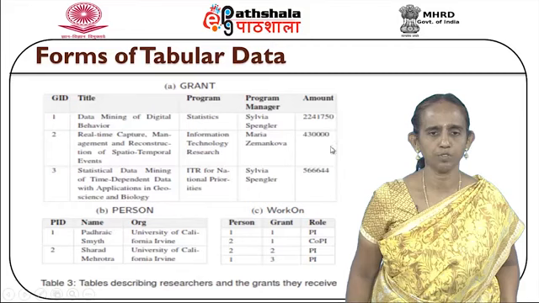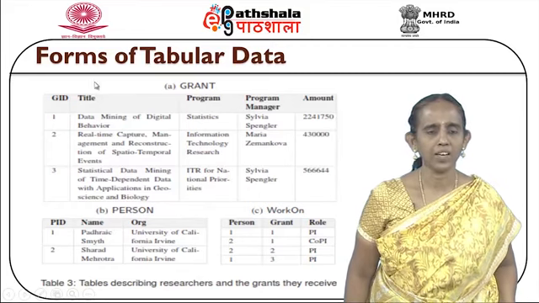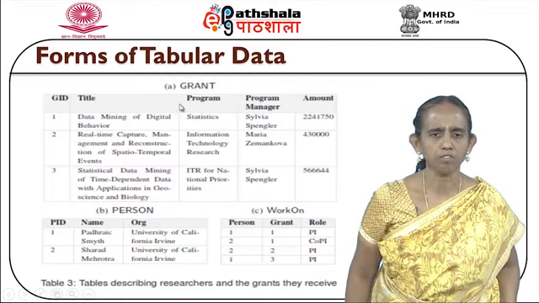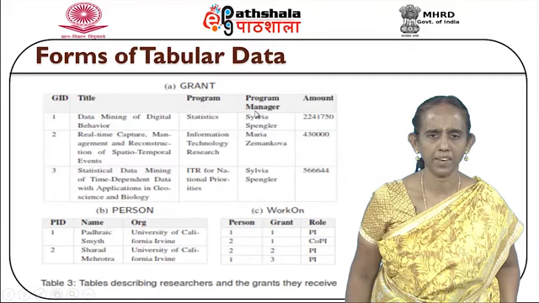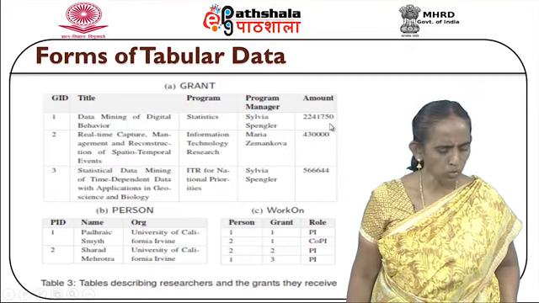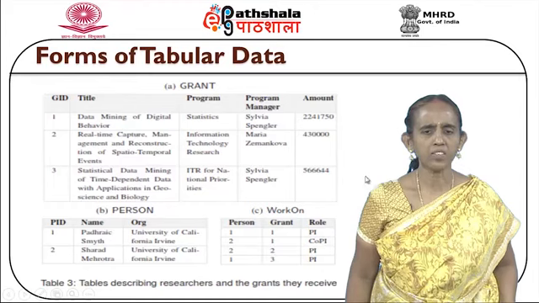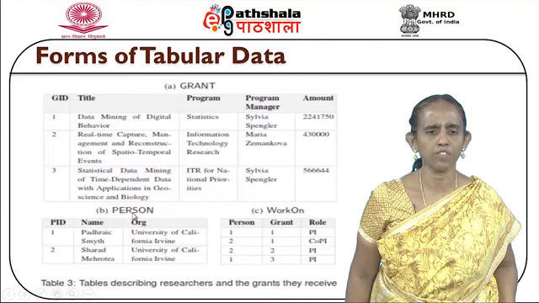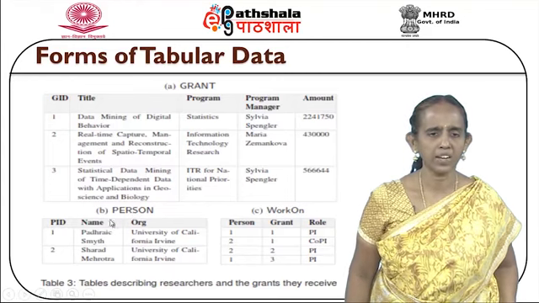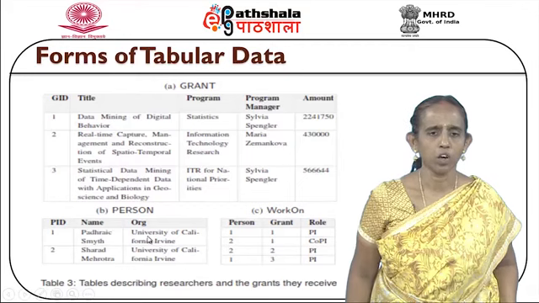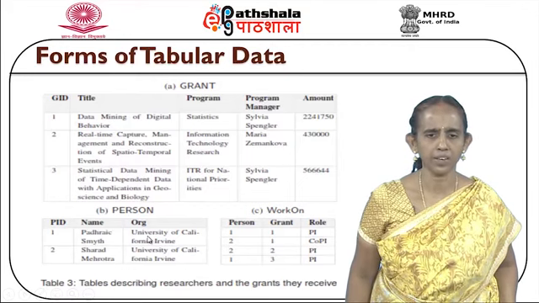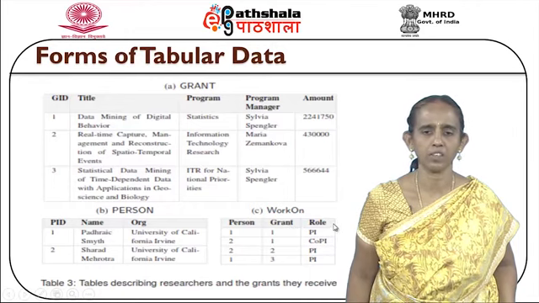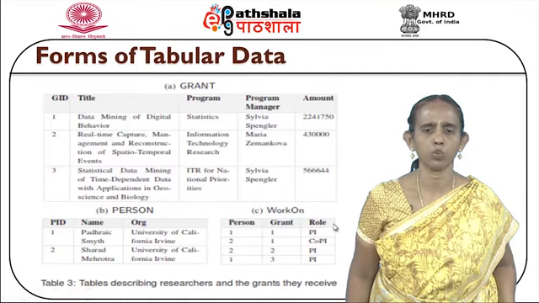So this is that kind of table where you have the grant table, where you have the grant ID, the title for which the grant has been given, the program for which the grant has been given, who is the program manager, and what is the amount for which the grant has been given. The next table is a person table, which represents the research persons who have received the grants: the person ID with the name of the person, the organization, the university in which they are working, with the grant that has been received and the role of the person, whether he is an investigator or co-principal investigator and so on.